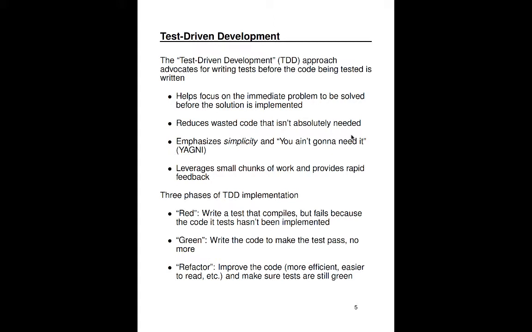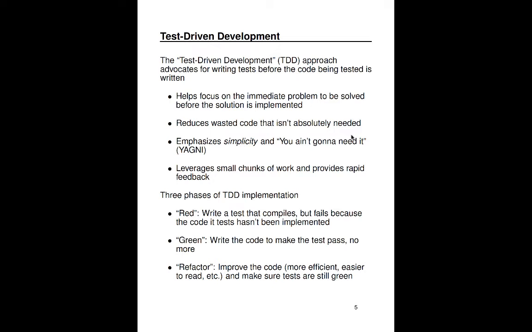So the whole idea is that if you write the test first and then just do the minimal amount of work necessary to make that test pass, well, clearly all of your code is necessary. You're not adding extra functionality that ultimately won't be used. And by working in small chunks, it allows you to get rapid feedback on your work, and again, helps you go faster because you have confidence.